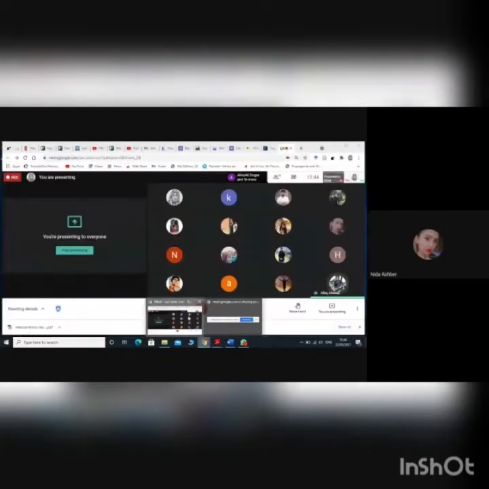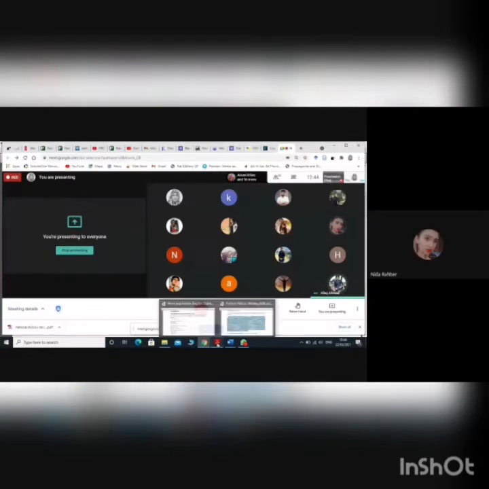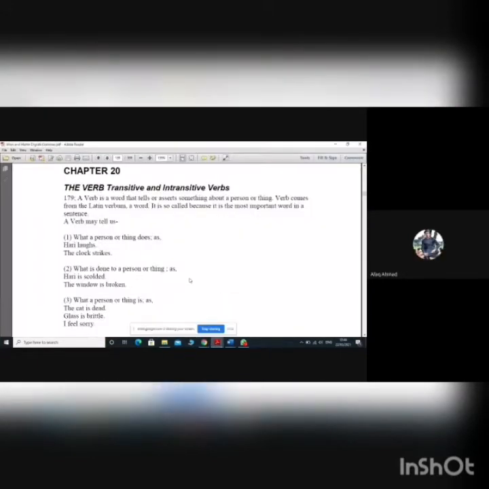Verb is a word that... So, verbs are action and reaction words. Yes, you are very right. Verbs are the words which describe or which tell us about an action that is going on or a state in which a person or a thing is.